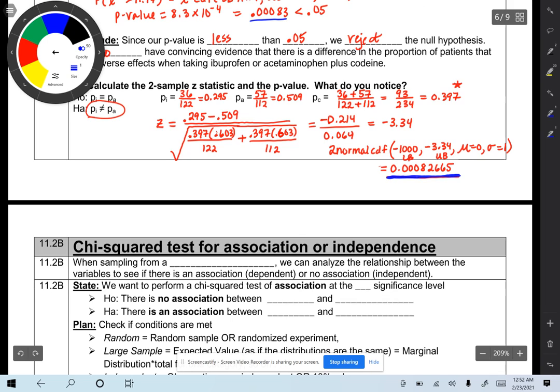So you could have used either test there if you have a 2x2 table. You can use the chi-squared test or the two-sample test. So the chi-squared test for homogeneity or the two-sample z-test. And in 11.2b, we will do our last chi-squared test, and that will be the chi-squared test for association or independence. Have a great day, AP Stat students.